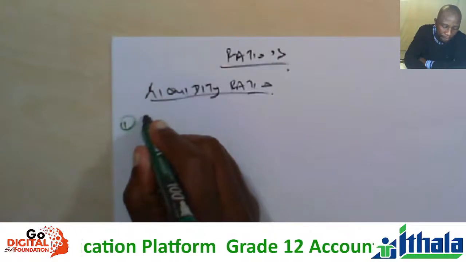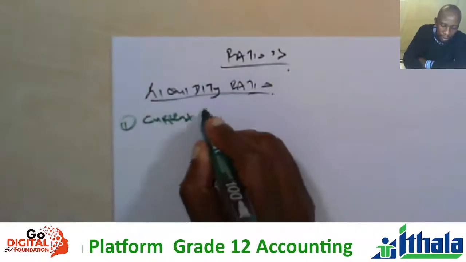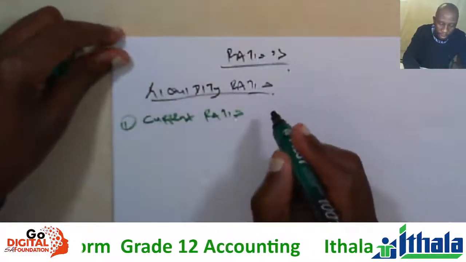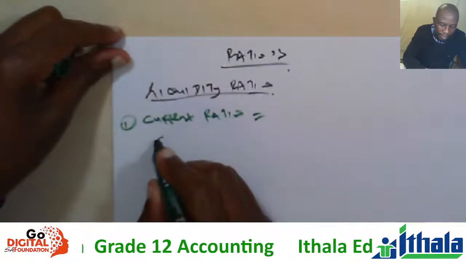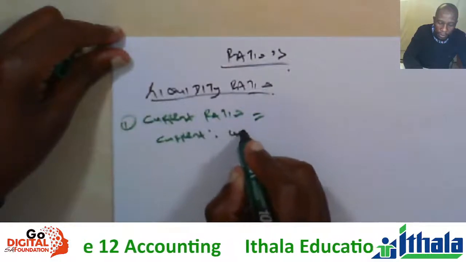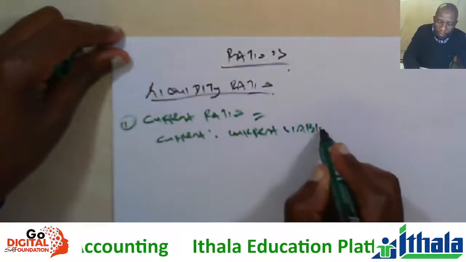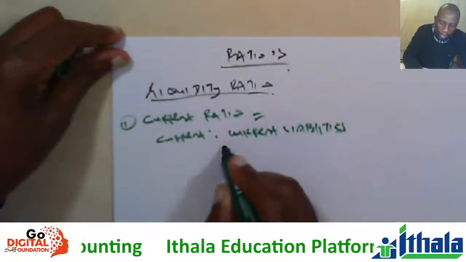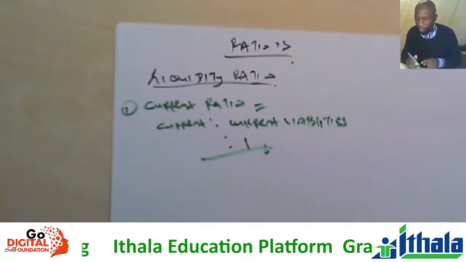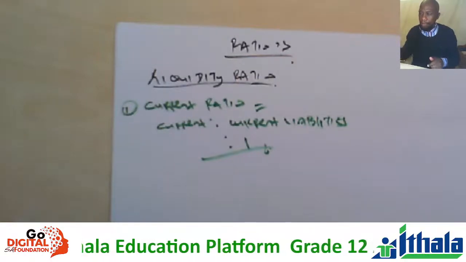We have current ratio. Remember last week we said what is current ratio? We said current assets is to current liabilities. Right, everything is to 1. So you calculate the prefix. Everything is to 1. Okay, then we go to the commentary after maybe getting our returns.